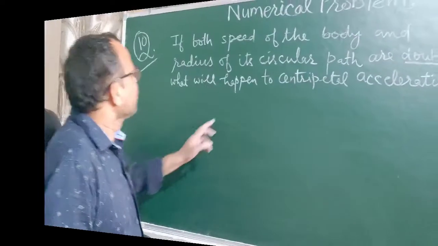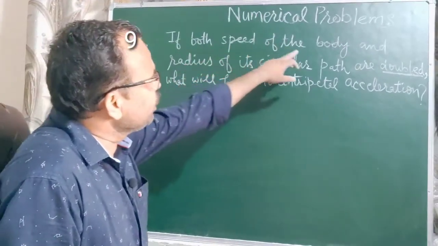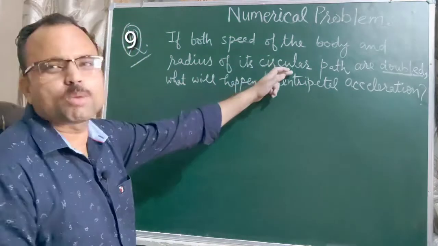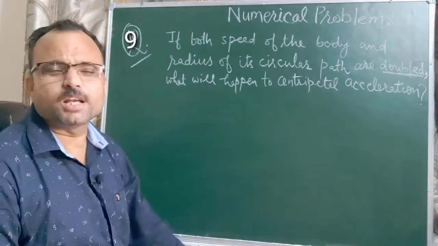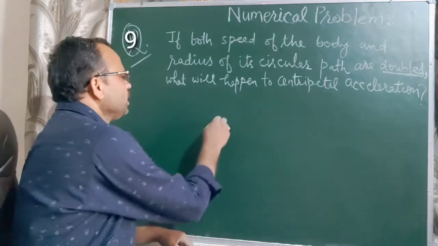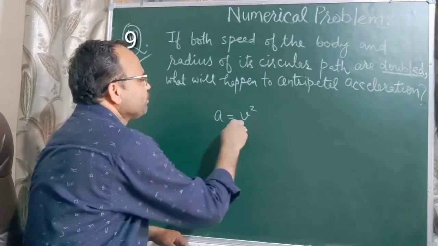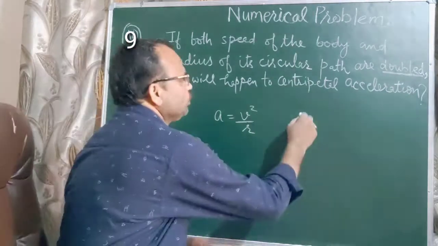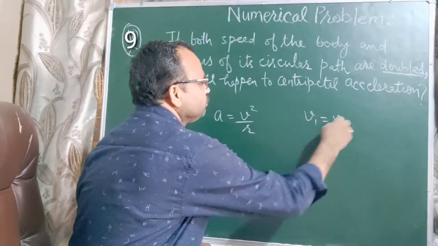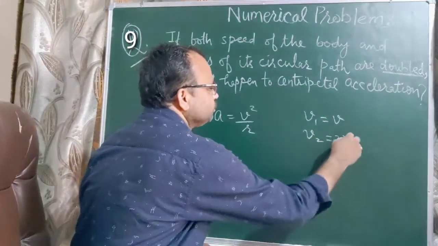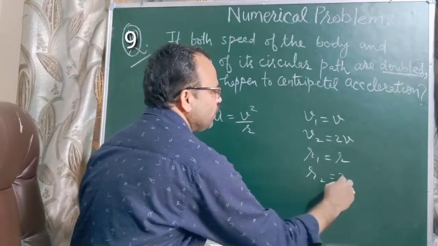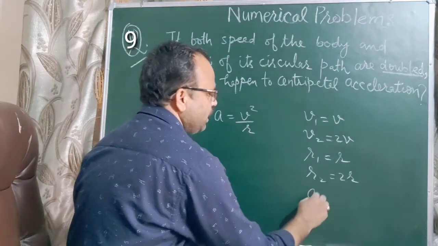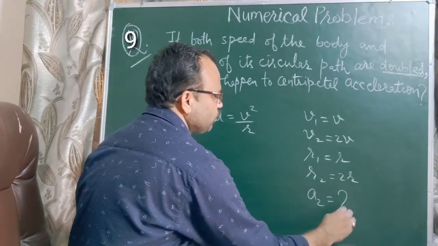Now one more important problem. If both the speed of the body and the radius of the circular path are doubled, what will happen to the centripetal acceleration? So as we know that a equals v square upon r. Okay, so here v1 equals v and v2 equals 2v. Similarly r1 equals r and r2 equals 2r. Okay, and a2 equals question mark.